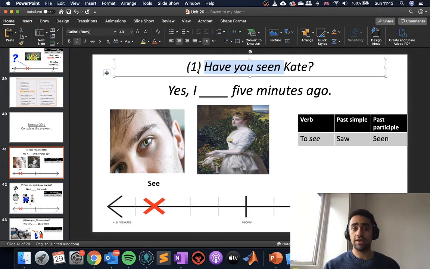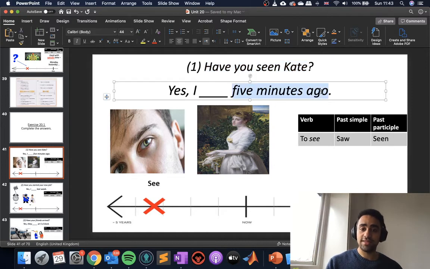This is in present perfect because I'm not asking specifically, I'm asking in general. Have you seen Kate? I'm not asking, have you seen her this morning? Have you seen her last night or anything like this? So the question is in present perfect because it's a general question. The answer, however, is yes, and then 5 minutes ago.